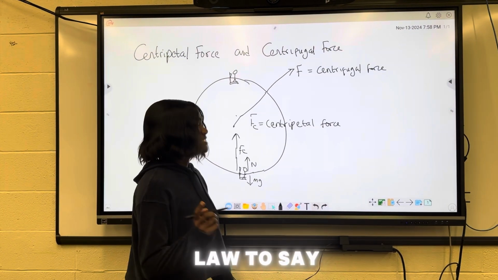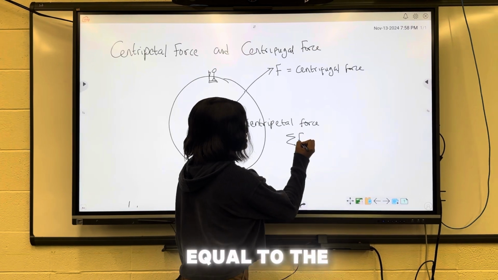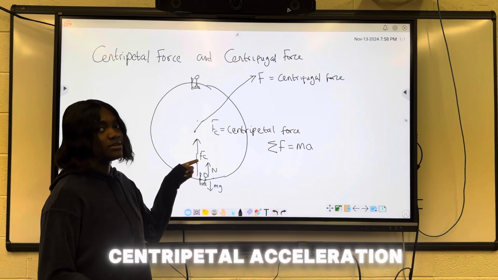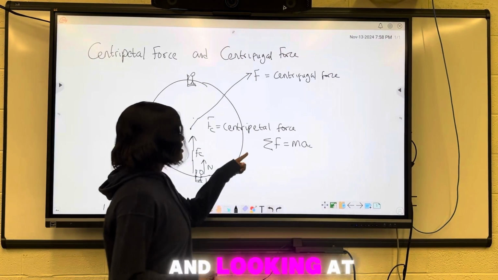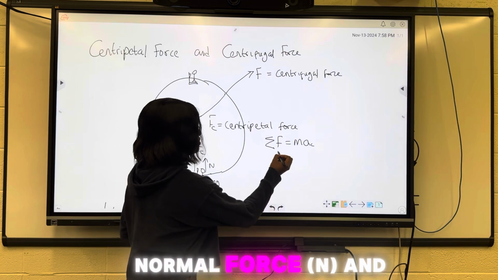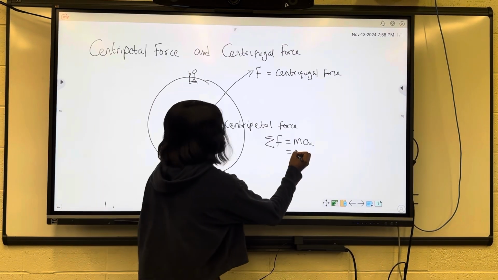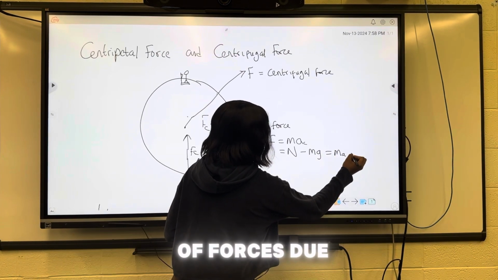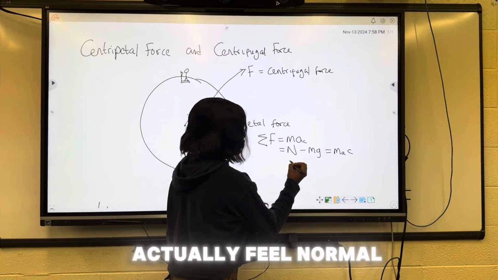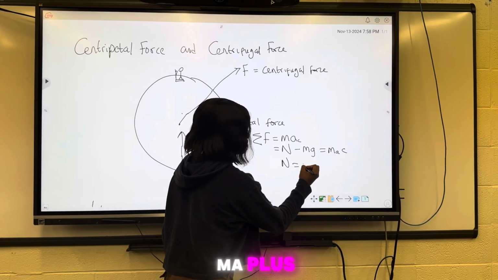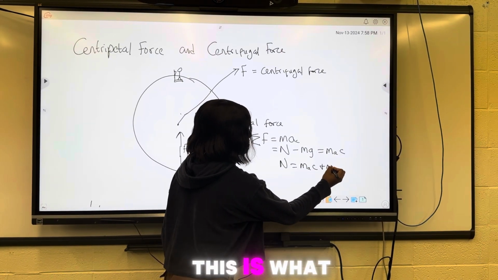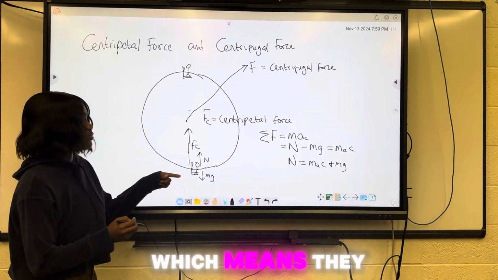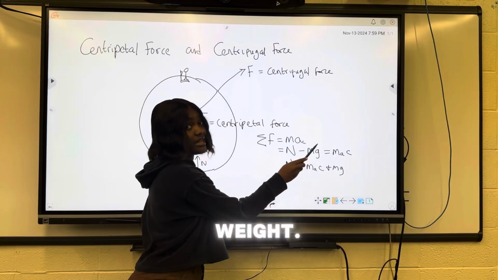So we can use Newton's second law to say that the summation of the forces is equal to the mass times the acceleration. But here the acceleration would be ac, which is the centripetal acceleration. Looking at the summation of the forces, we have the normal force and the weight. So the normal force minus mg is equal to mac. The person will actually feel the normal force. So we can write this as normal force equals mac plus mg. This is what will be felt when the person is at the bottom of the Ferris wheel, which means they will feel a lot heavier than their actual weight.